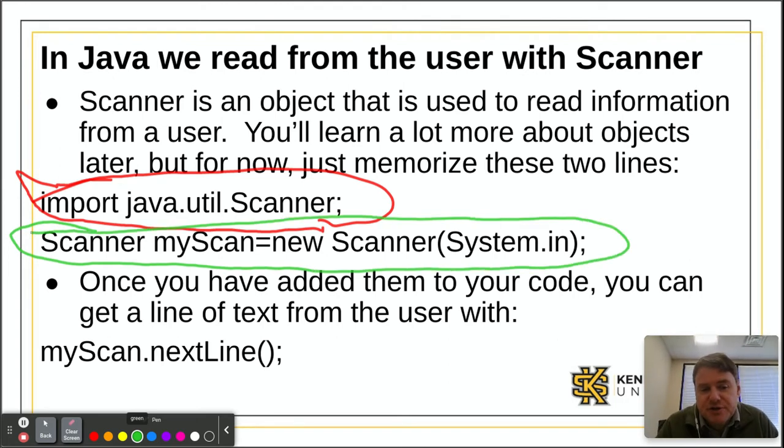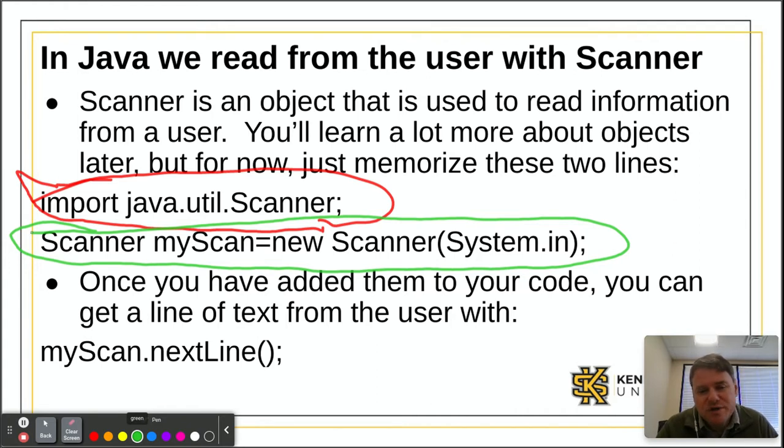The line that I circled in green is Scanner followed by a variable name. In my case, I called it myscan, but you can call it scan, or scanner. Well, you can't call it Scanner with a capital S, because that's a keyword. But you can call it anything you want. So myscan is a common name. Equals new Scanner, and then in parentheses, you put in System.in.